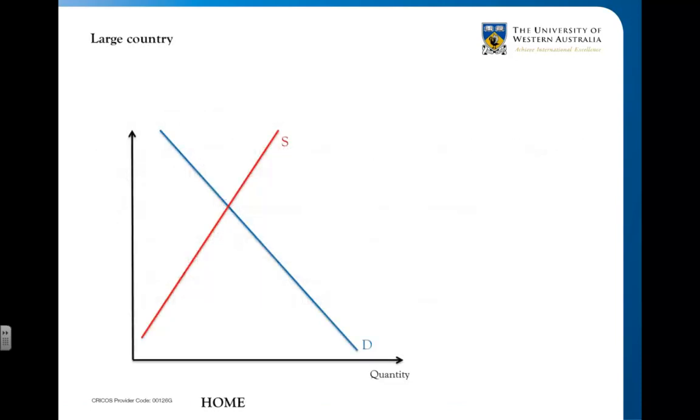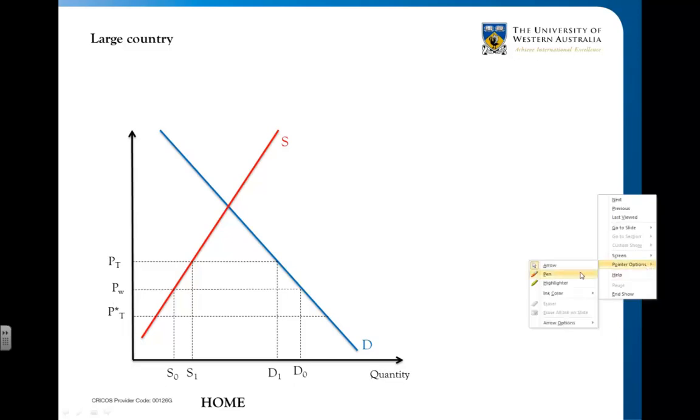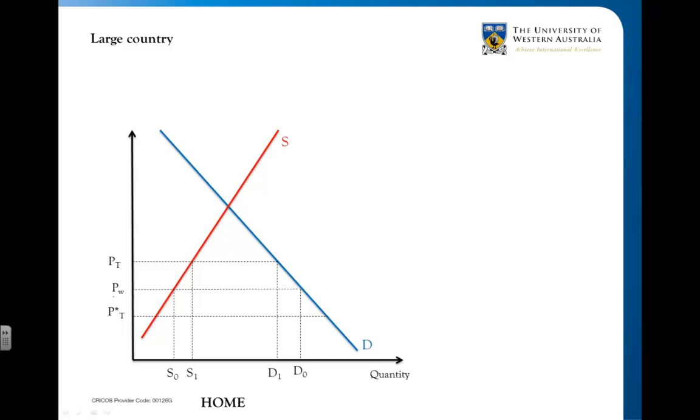So let's take the large country now. Again, I'm not going to do the full model with the home and the foreign and the world market. Just remember, it basically takes it from the previous video, where the previous price was this PW, this world equilibrium price. Here, this was the full size of the tariff. Remember that P star T was the price that the foreign producers would receive, and PT is the ultimate price that is charged in the domestic market.